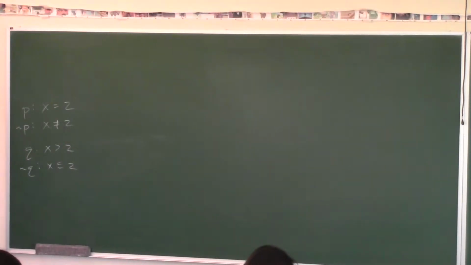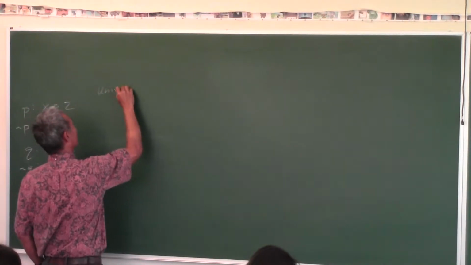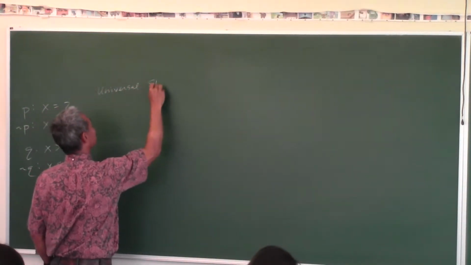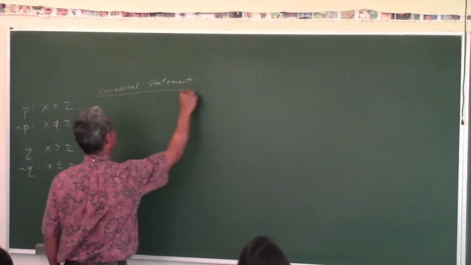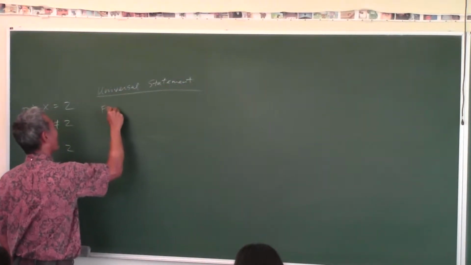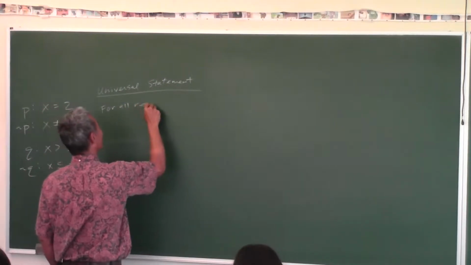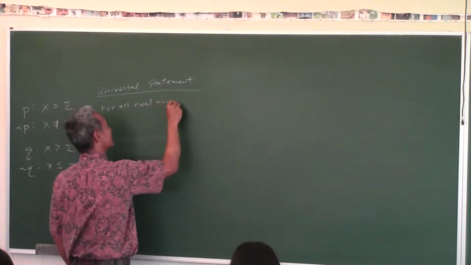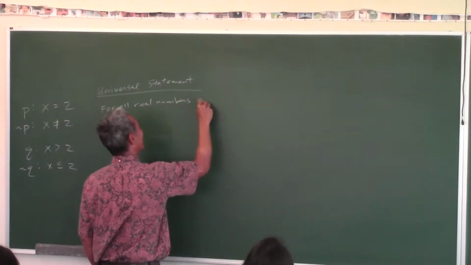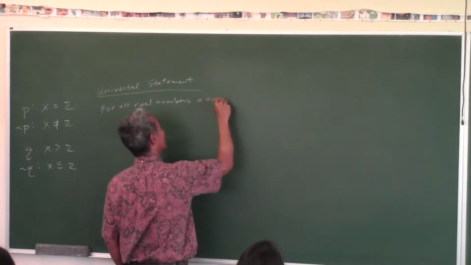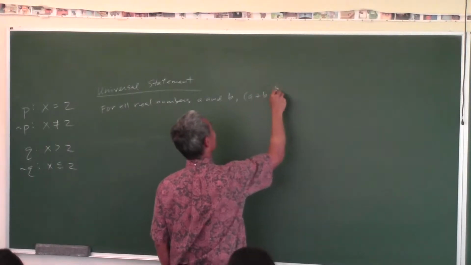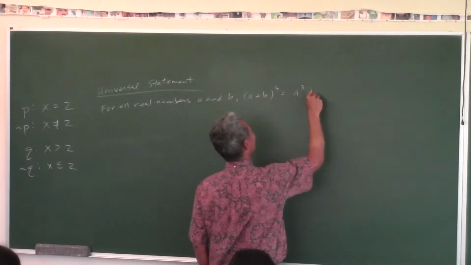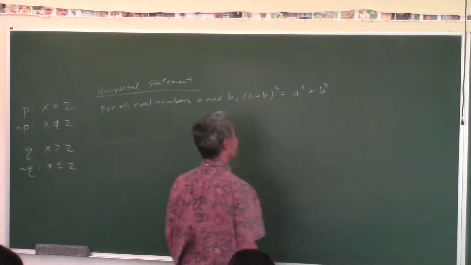So there's two kinds of statements we're going to talk about today. The first one is called a universal statement. Now let me give you an example of a universal statement. For all real numbers a and b, a plus b cubed is equal to a cubed plus b cubed.